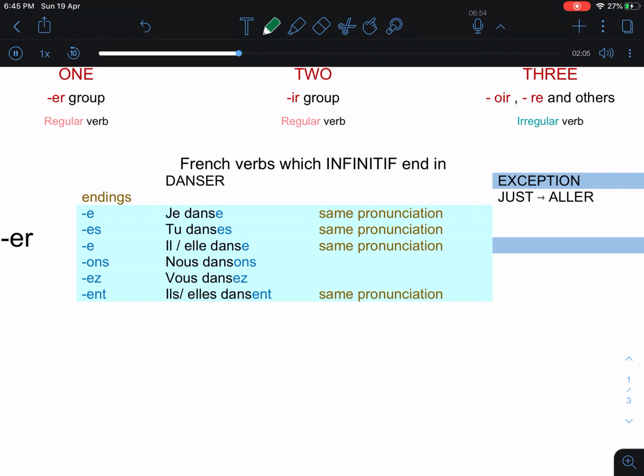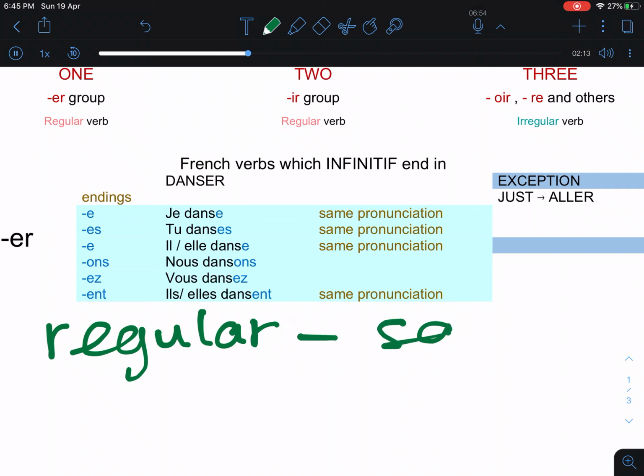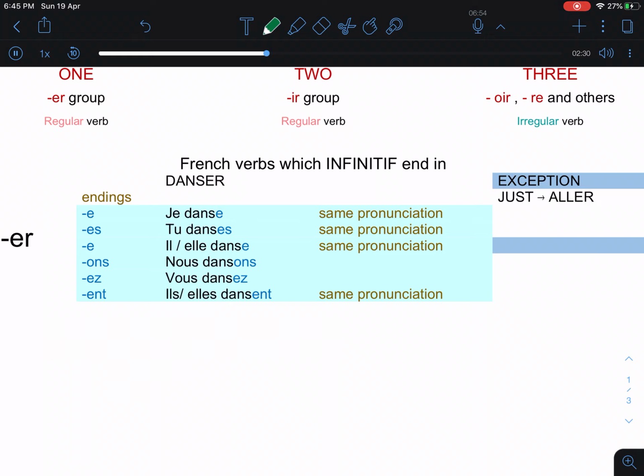Why is it important to know that the verb is either regular or irregular? This is because when the verb is regular, it means that this group of verbs is conjugated in the same way. Same way. How do we conjugate the first group of verbs which end with ER to a present tense? This is what you need to do.